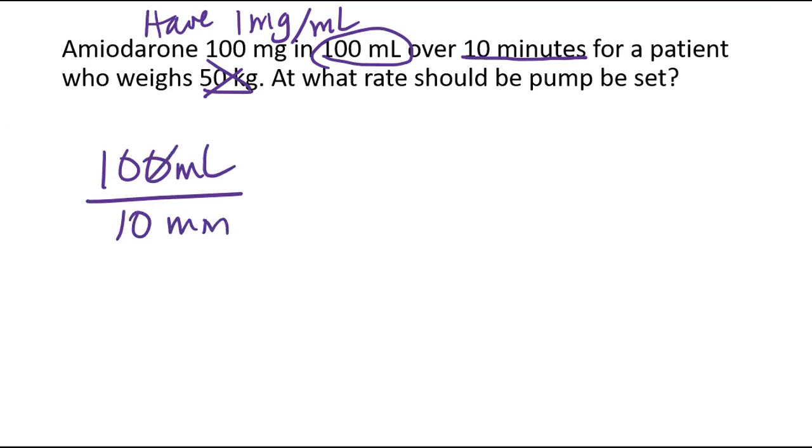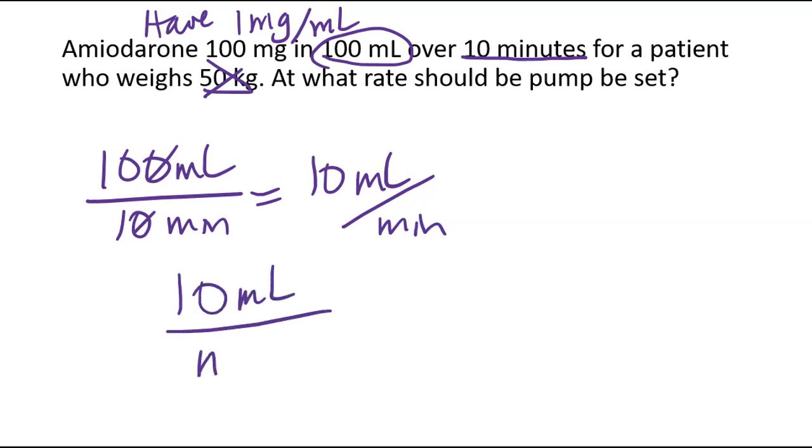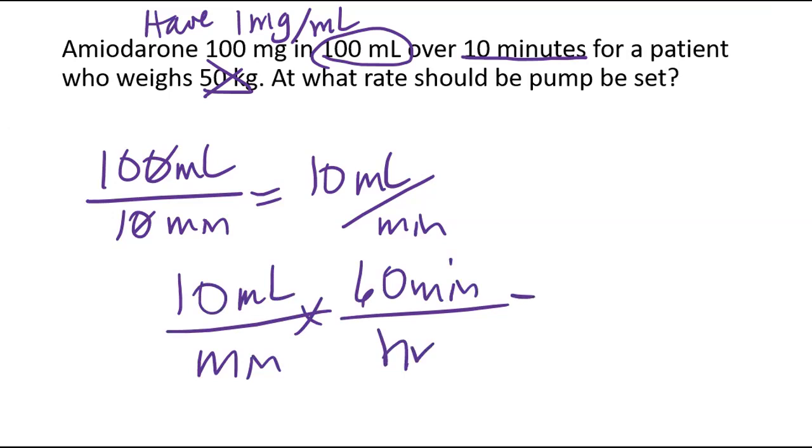Okay, you can cross that out. So that's going to be 10 milliliters per minute. Do I need hours? Maybe. If you need hours, go ahead and do them. 10 milliliters per minute times 60 minutes per hour is going to be 600 milliliters per hour.